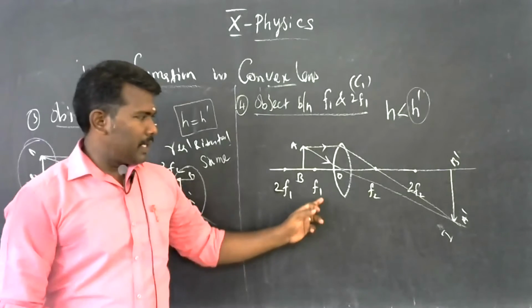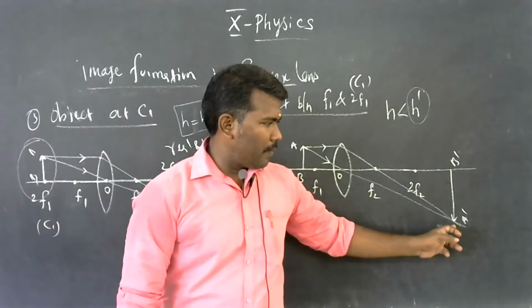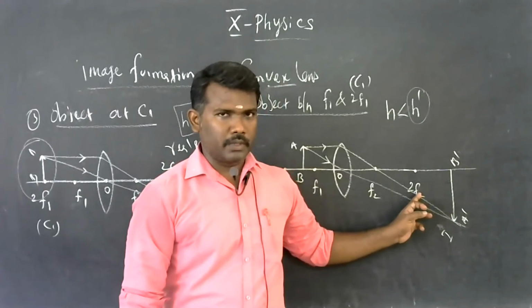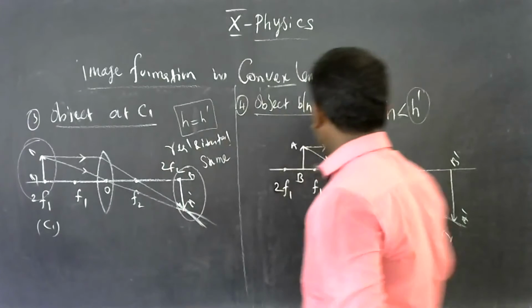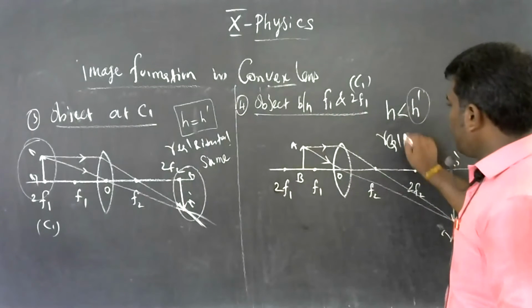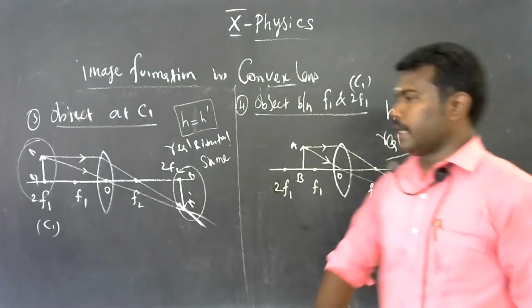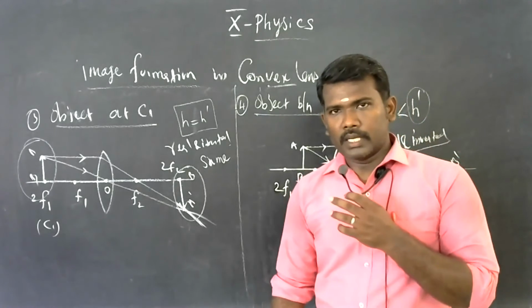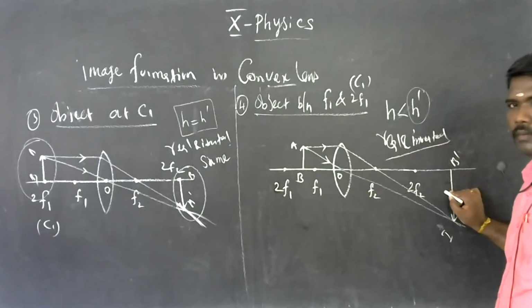In this case, the object is placed in between F1 and 2F1. So the image will be formed beyond 2F2, and it is a very enlarged size. And here also the nature is a real and inverted image. In this case also, we are getting a real, inverted, enlarged size image beyond 2F2.